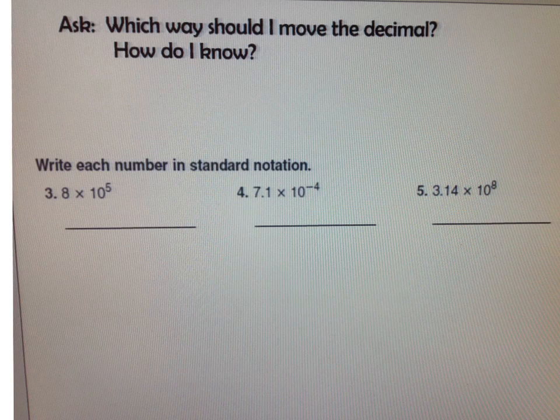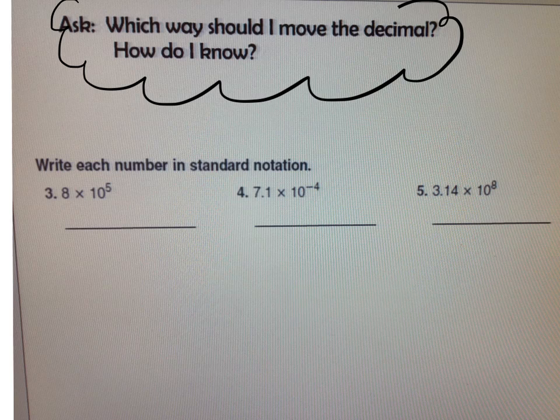All right, here we go. Let's do some more. Always ask yourself, before you start, which way should I be moving the decimal, and how do you know? You know because of the exponent, if the exponent is positive or negative. So, problem number 3, positive exponent. We're going to move to the right. We're going to move to the right 5 spaces.